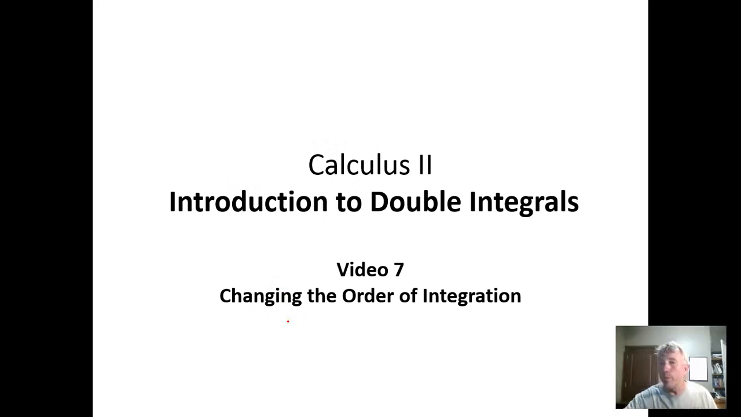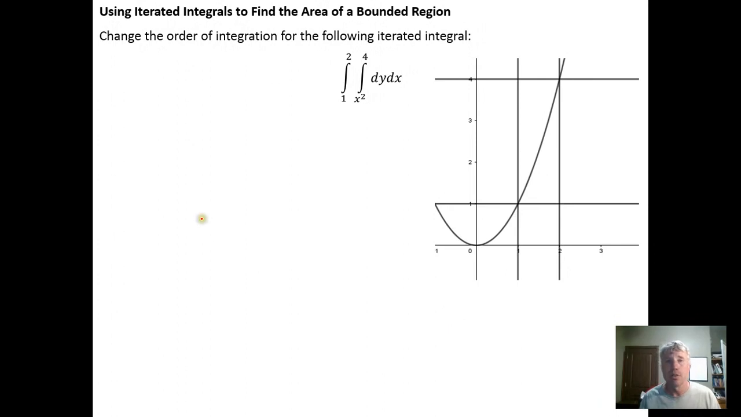So in this video we want to go through an example of changing the order of integration. Right here we have the integral from x squared to 4 and from 1 to 2 dy dx. So we're integrating first with respect to y and then with respect to x.